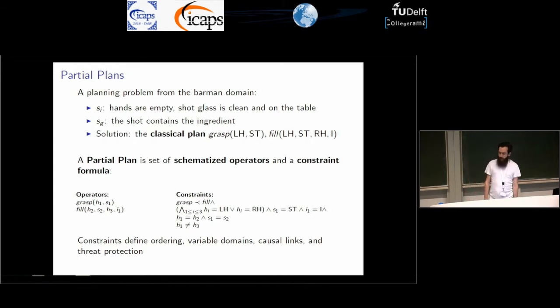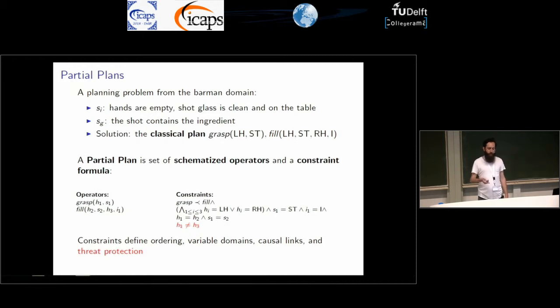And then on the right-hand side, we've got a set of constraints. So the constraints do a number of things. They define an ordering of the actions, so grasp has to precede fill. They define the variable domains, so that's just saying that, for example, h1 has to be bound to either the left hand or to the right hand. It also defines the causal links, so that's saying that the hand that you use to pick up the shot glass in the first action has to be the same hand that you use to hold it in the second action. It also does some threat protection.